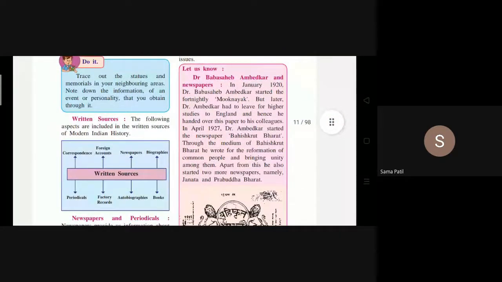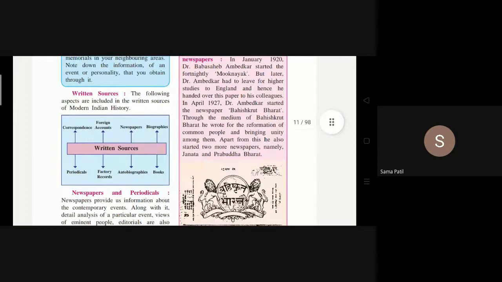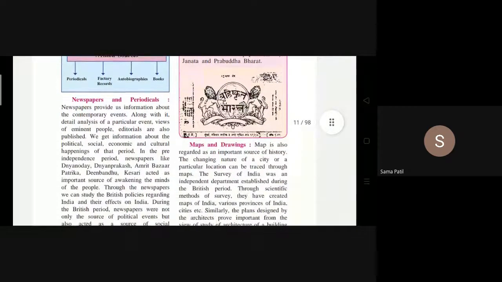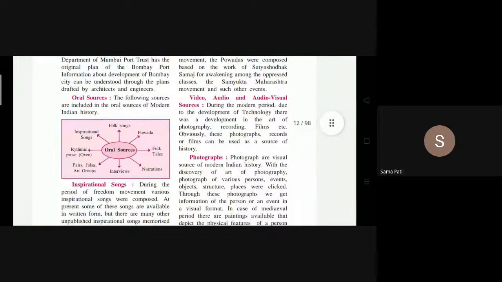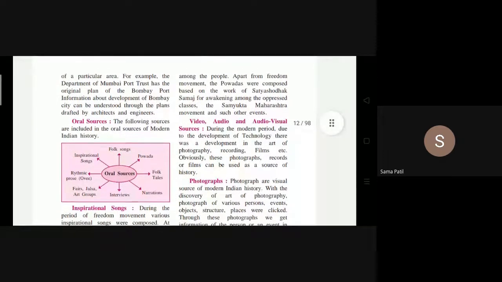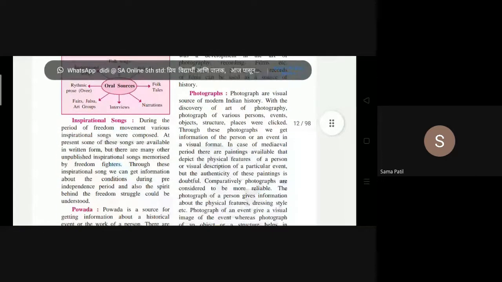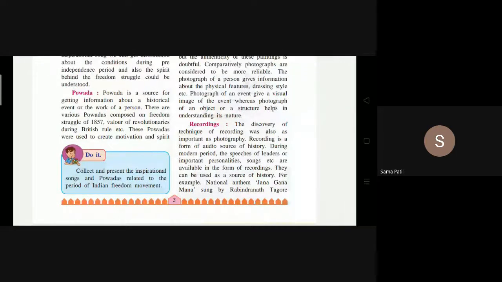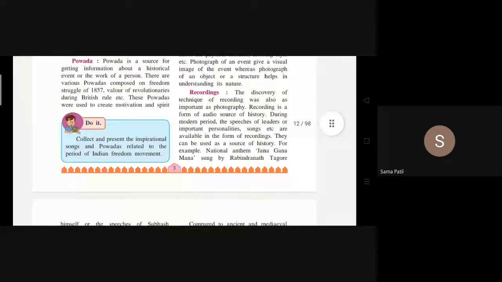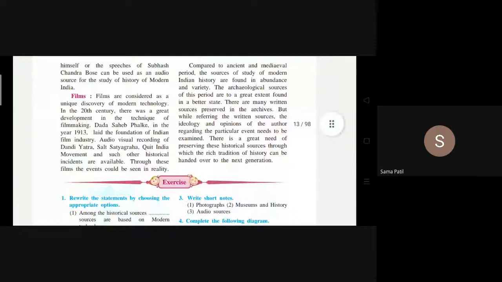Then written sources included periodicals, correspondence, foreign accounts, factory records, newspapers, autobiographies, biographies and books. Maps and drawings are also included in that. Then oral sources included inspirational songs, video, audio, and audiovisual sources included photographs. Oral sources also include the powada, recordings, and films.